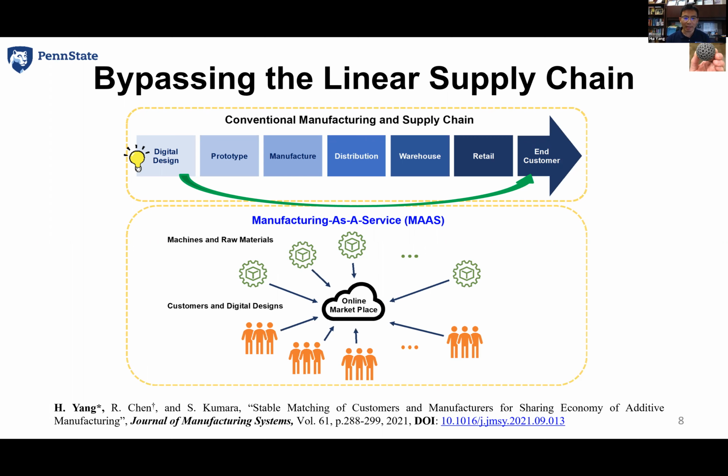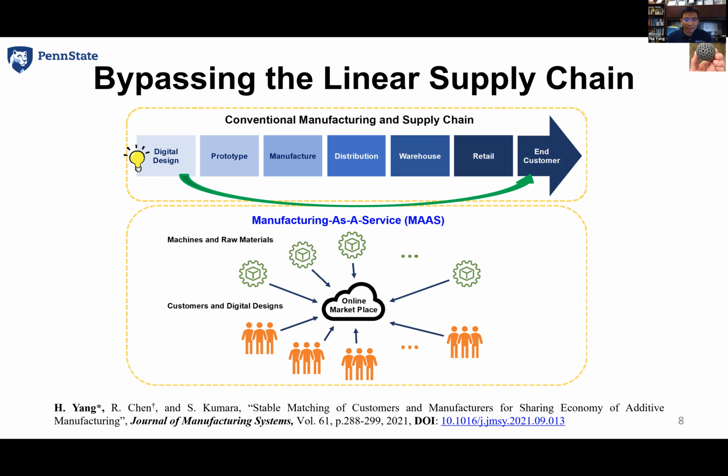We call it manufacturing as a service, or MaaS. As you can see, it becomes a two-sided market. You have additive manufacturing providers, and you also have customers. So a customer with a design can come to the online marketplace, and the provider just mails the part back. So about this manufacturing as a service platform, how do you enable the sharing economy of additive manufacturing?